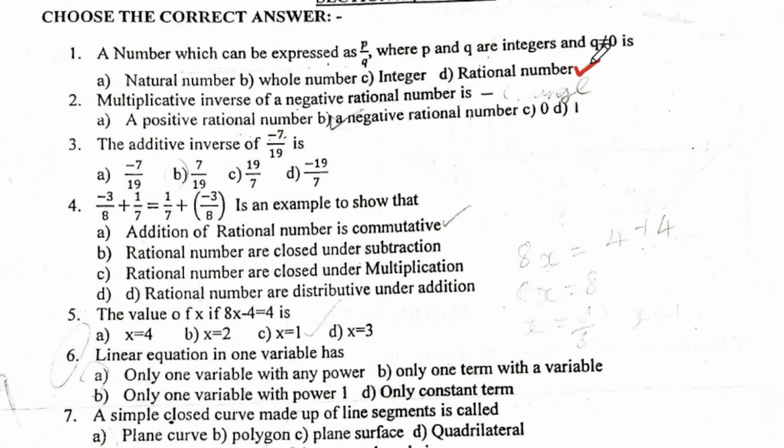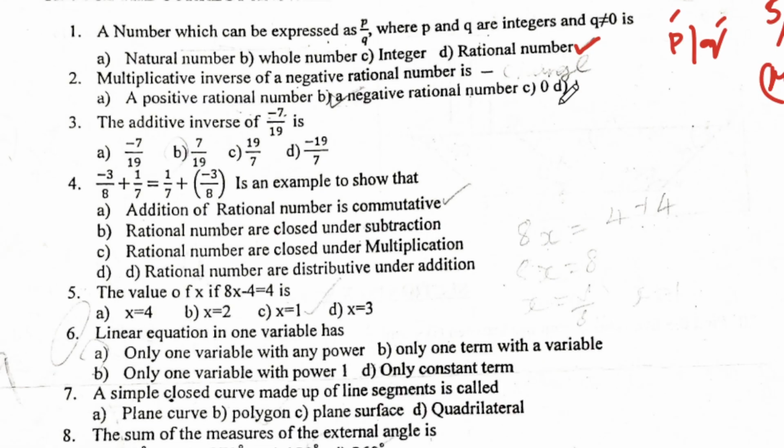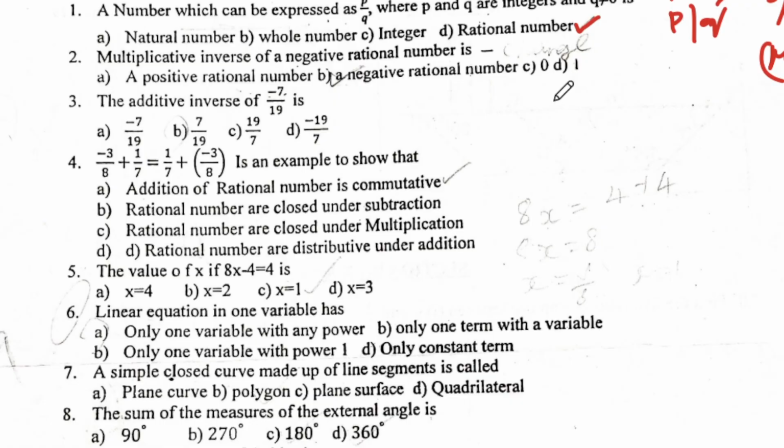So we already know a rational number is a number of the form p by q, where p and q are integers and q is not equal to 0. Why? That is because division by 0 is undefined in maths. If you have something like 5 by 0, it is undefined in maths. So the correct answer is rational number where p and q are integers. Okay. Next.